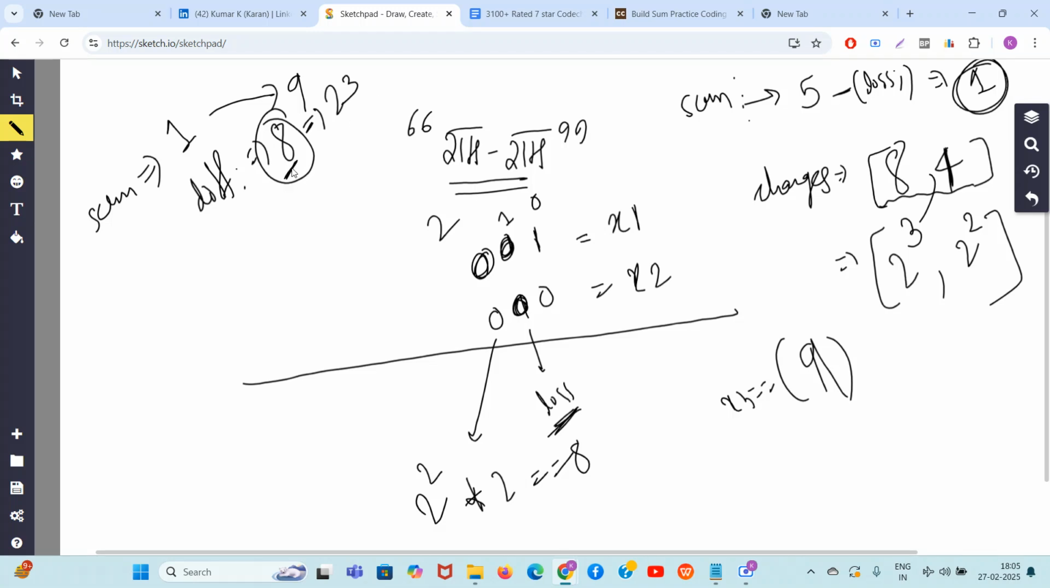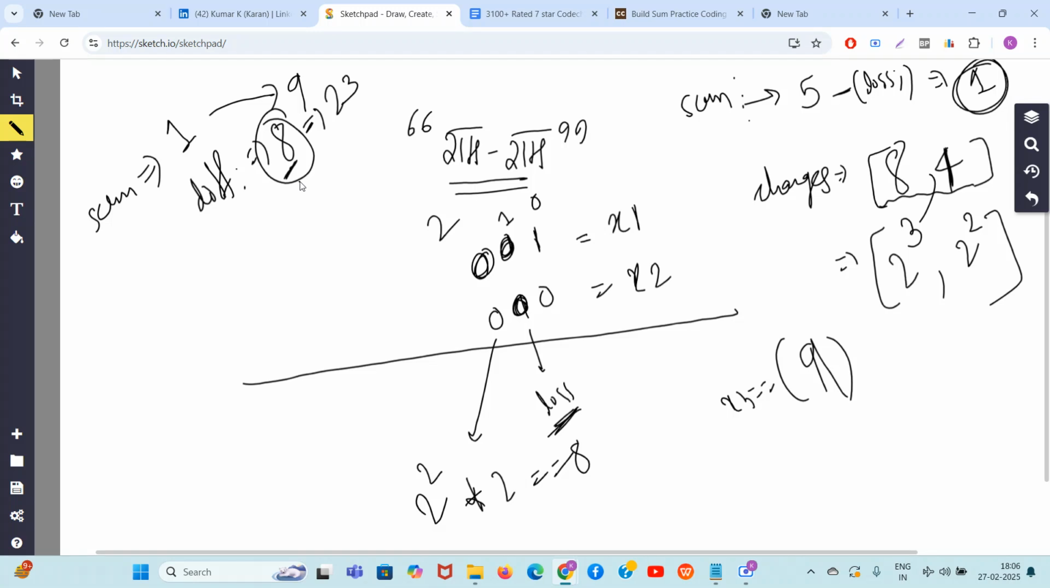Whatever the difference is, it will be some number. Whatever that number is, you represent it in binary, and if that binary representation is available in the changes array, then you can solve it.